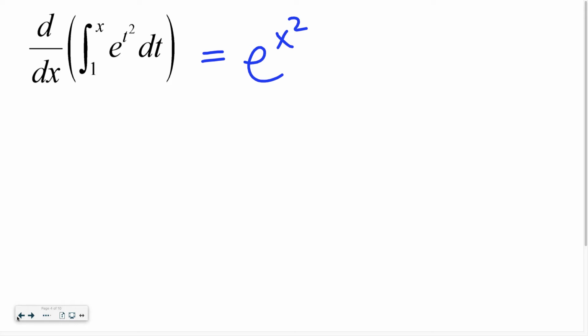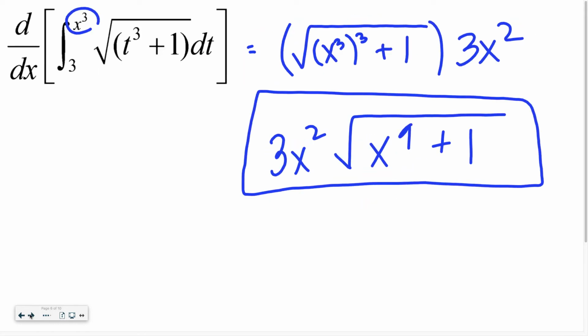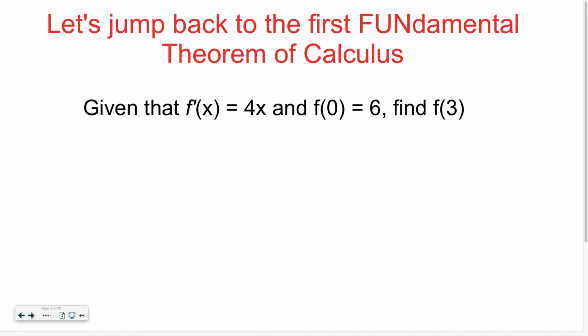The second thing that I wanted to talk about today is going back to the fundamental theorem of calculus.